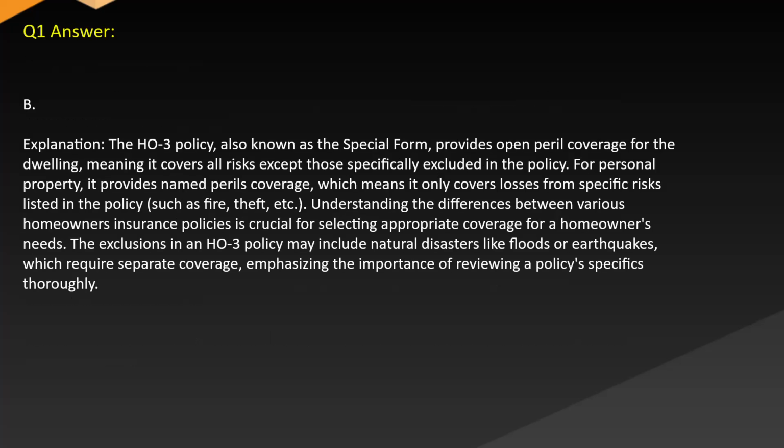Answer B. Explanation. The Hothry policy, also known as the Special Form, provides open peril coverage for the dwelling, meaning it covers all risks except those specifically excluded in the policy. For personal property, it provides named perils coverage, which means it only covers losses from specific risks listed in the policy, such as fire, theft, etc.